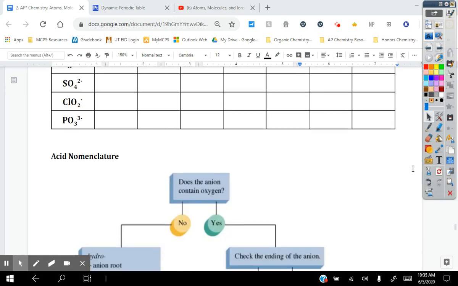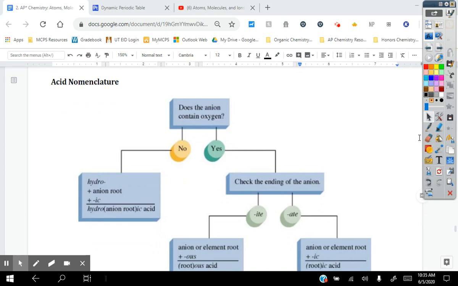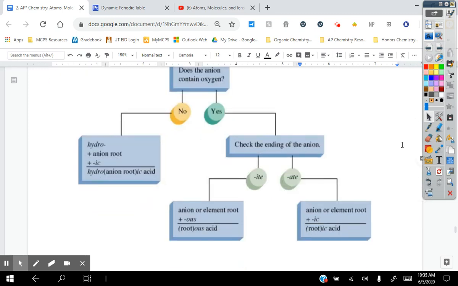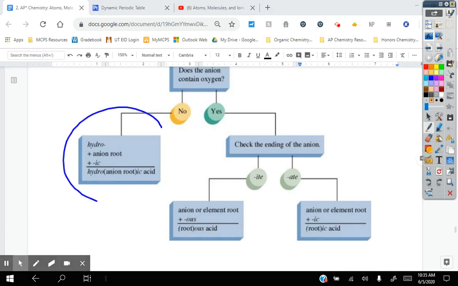All right. Our last little chunk here is acid nomenclature. It is based off of the presence of oxygen in our anion, and that's how we name our acids. If there's no oxygen in your anion, then it's considered a binary acid, meaning there's only two elements. So we use hydro to represent hydrogen. We use the anion root, and then the ending is ic acid. And so I'll talk about some of those.